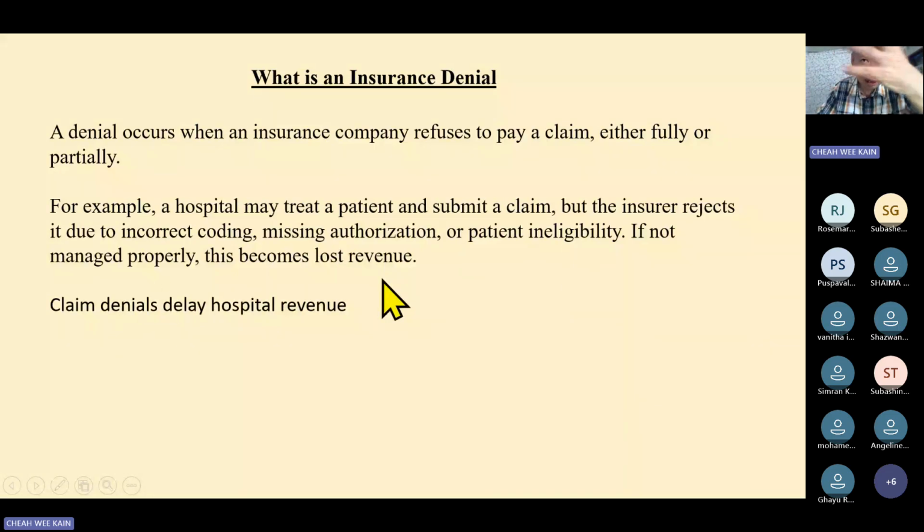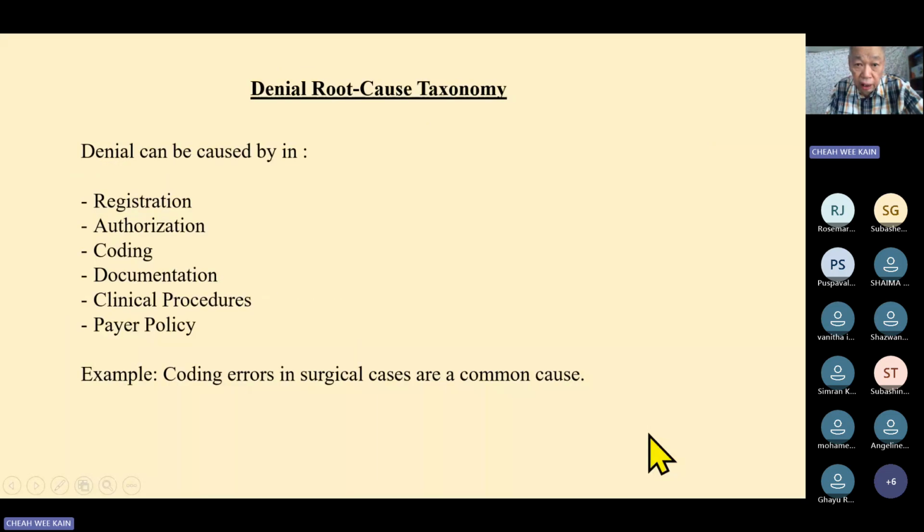So you have done something, but insurance doesn't pay you. In the meantime, the patient has run away already. You cannot claim from the patient. Denial root cause taxonomy: it can be caused by registration, authorization, coding, documentation, extra clinical procedure or wrong clinical procedure, and payer policy. Payer in this case is an insurance policy. Coding errors in surgical cases are a common cause.